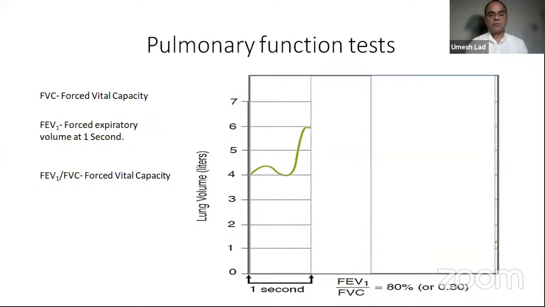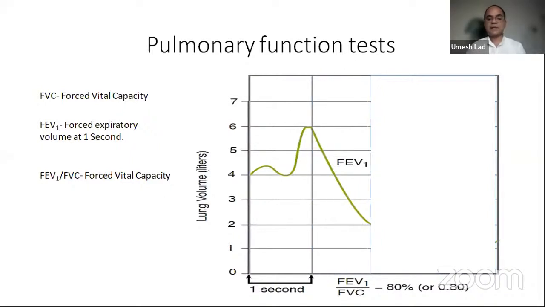Now, after taking deep inspiration, the person exhales into the spirometer with forceful expiratory effort, and whatever amount of air is exhaled into the spirometer is measured by the flow sensors present in the spirometer. And at the end of the first second, remember, this is a 1 second duration, start to end 1 second.